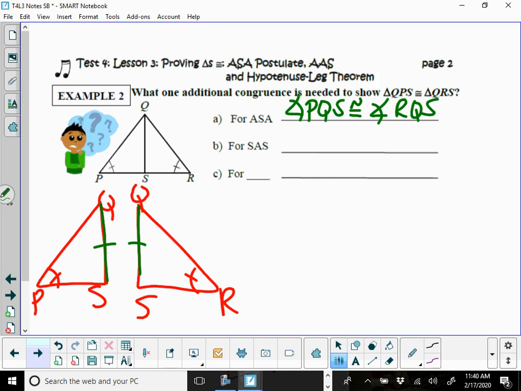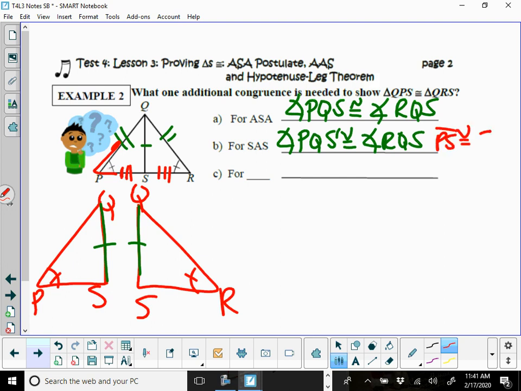All right, if you want to do side angle side, you've got your two sides. So again, you would have to have angle PQS, if you want to do that one. Or you could use this side, this angle, and then you would have to know that this side is congruent to this side. So that would mean PS is congruent to SR. You would have to know that for side angle side.